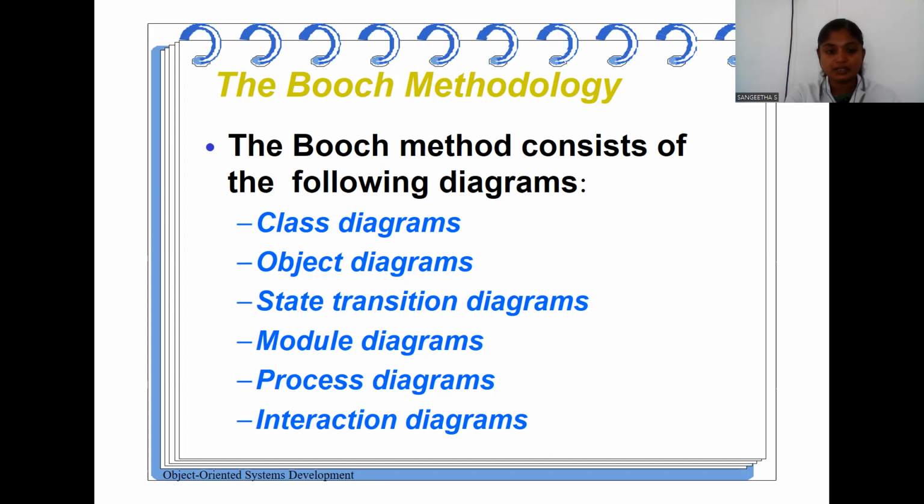And then in the interaction diagram, we are going to have two kinds of diagrams called sequence diagram and collaboration diagram. In a sequence diagram, we can identify the sequence of message passing between the objects. Likewise, to represent all these kinds of diagrams, we are going to have so many notations.